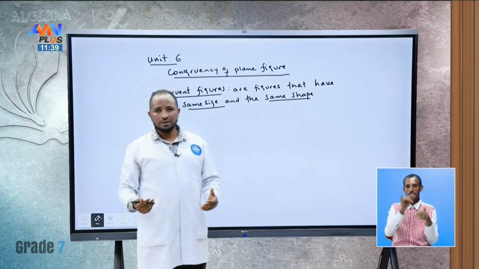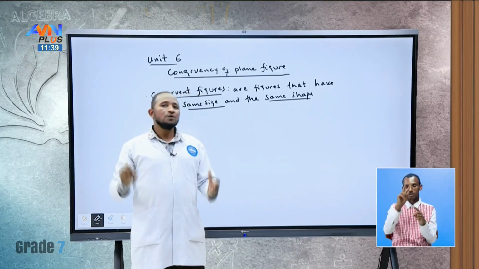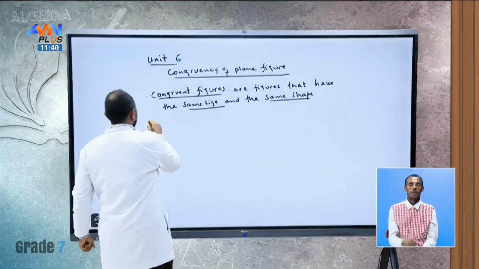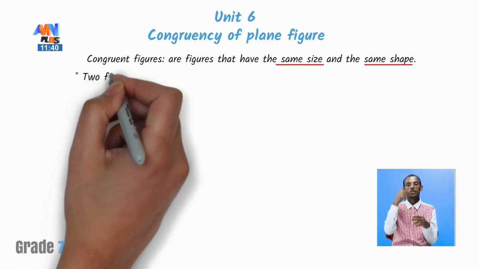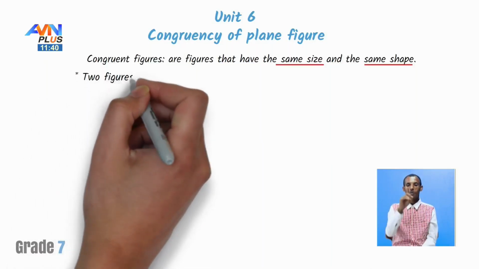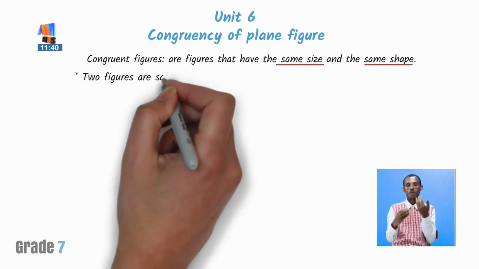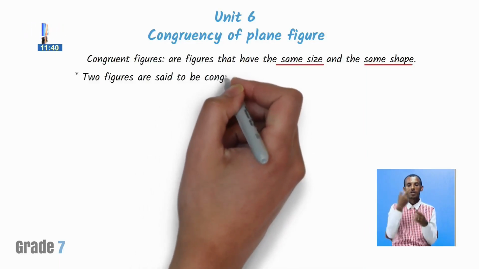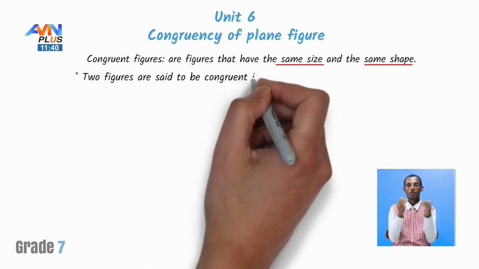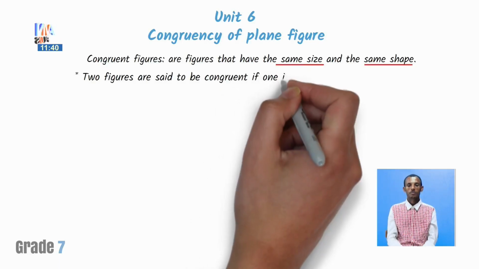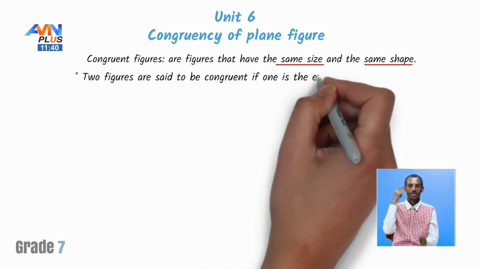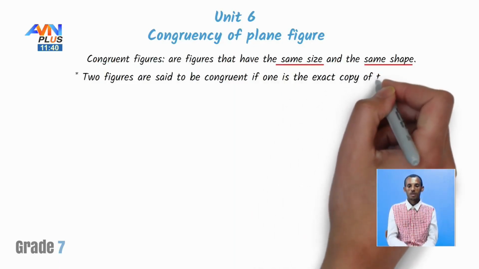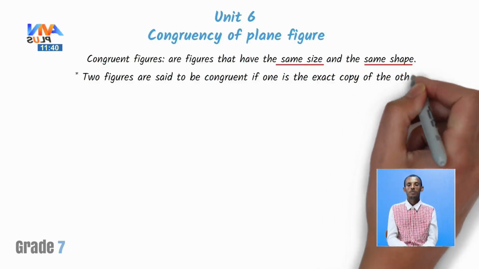In other words, two figures are said to be congruent if one is the exact copy of the other.